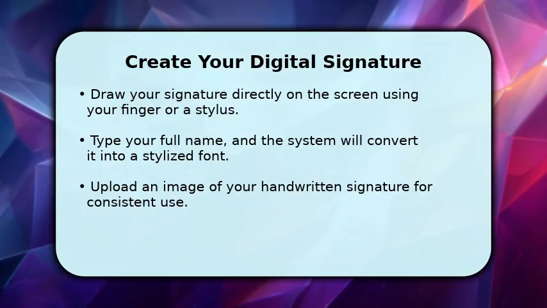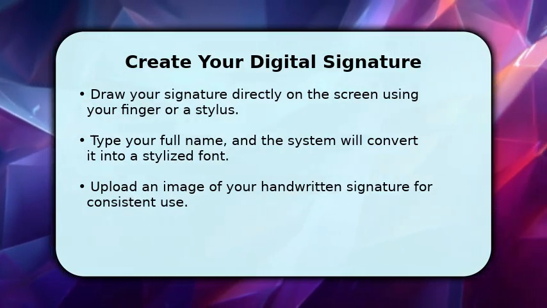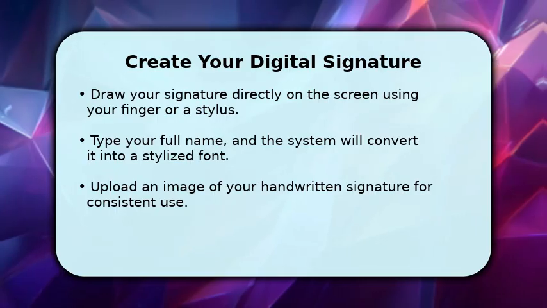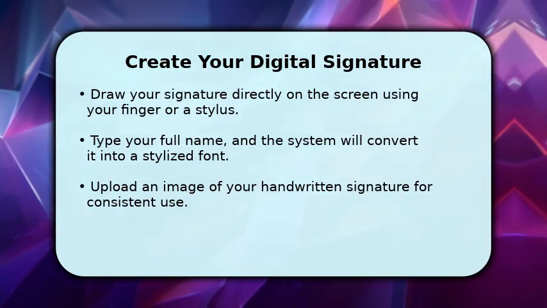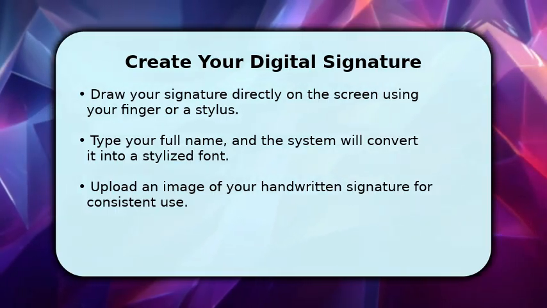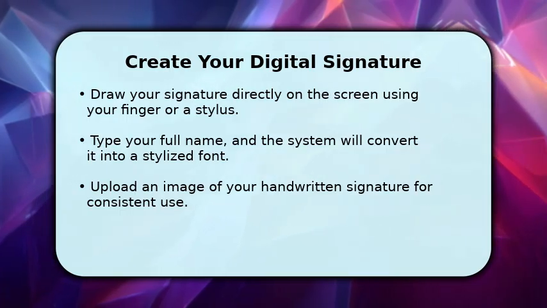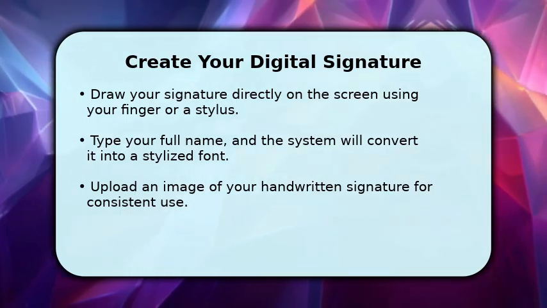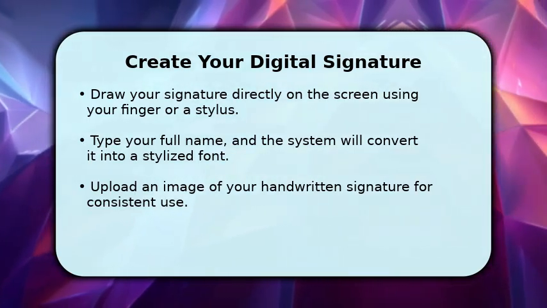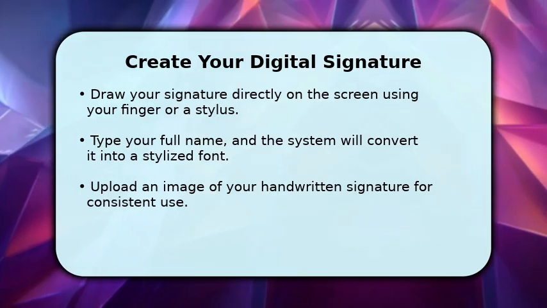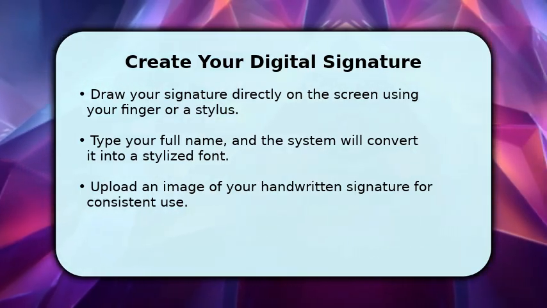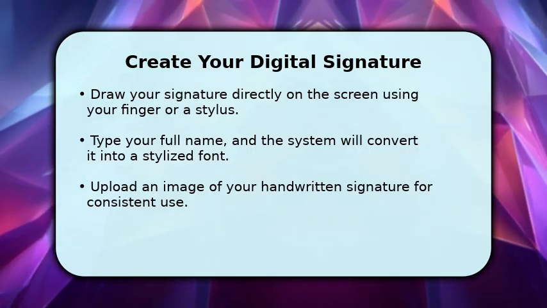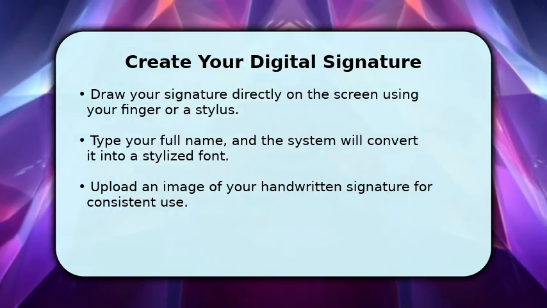There are several flexible ways to create your digital signature on an Android device. You can simply draw your signature directly onto the screen using your finger or a stylus, mimicking a traditional pen. Alternatively, you can type your full name, and many apps will convert it into a professional, stylized font. For consistency, you might also upload an image of your existing handwritten signature.